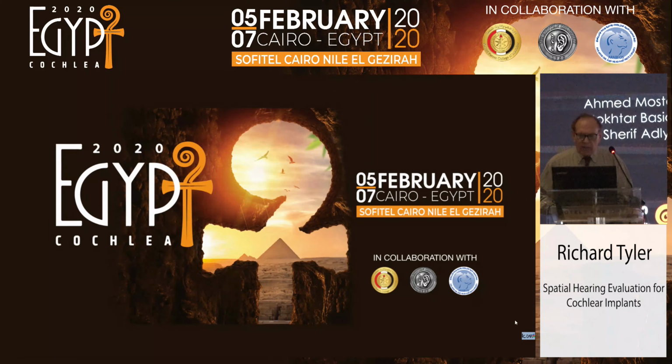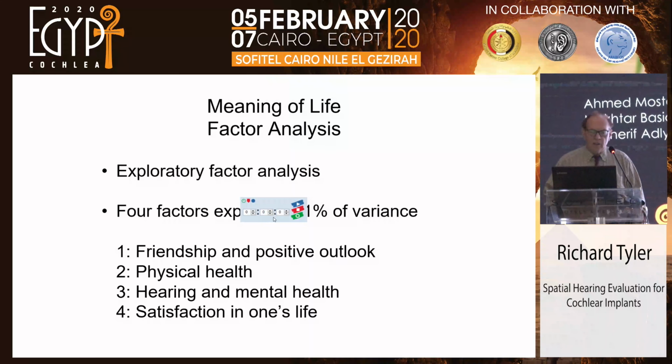The factor analysis shows, and this is just preliminary work, that the 4 factors have to do with friendship and positive outlook, physical health, hearing and mental health, and general satisfaction. So we need to do a better job emphasizing how important hearing is. It's not about hearing, it's about interacting with people and socializing, friendships, and general satisfaction. That's closer to the importance of hearing.